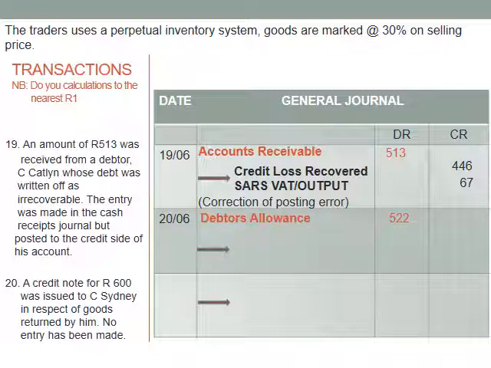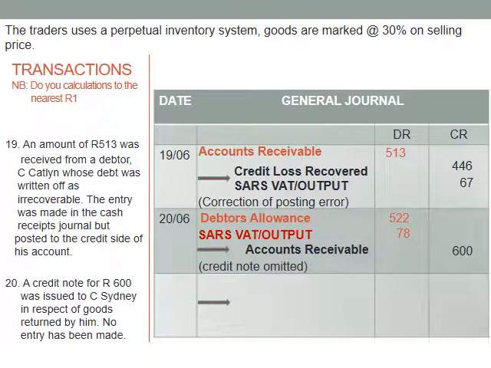The debtor's allowance account will be debited with the amount excluding VAT. SARS VAT account will be debited with the VAT which was included in the returns. The accounts receivable will be credited with the full amount. The narration: credit note omitted.